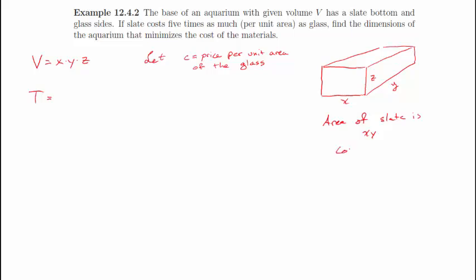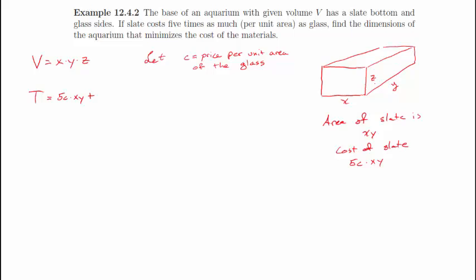And so the cost of the slate is 5 times the cost of glass per unit area times the area. So 5c times xy. And c is a constant here, but x and y are variables. So we're going to have 5c times xy. That's just the cost of the bottom.